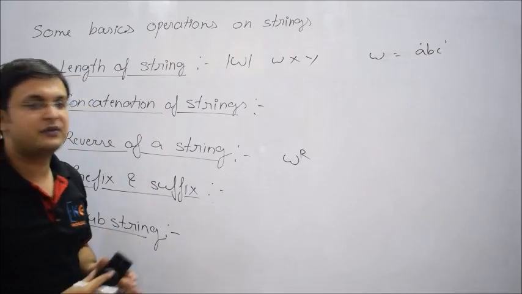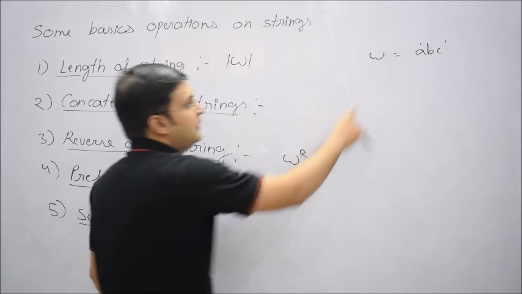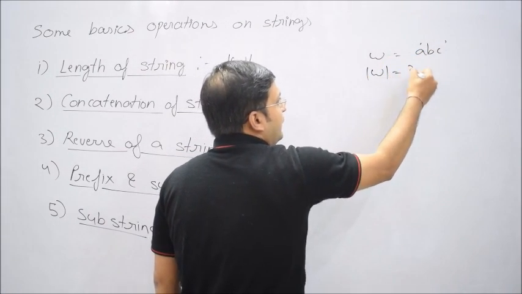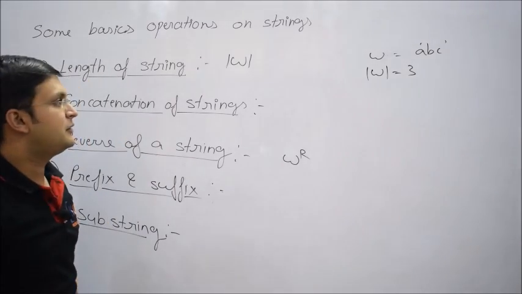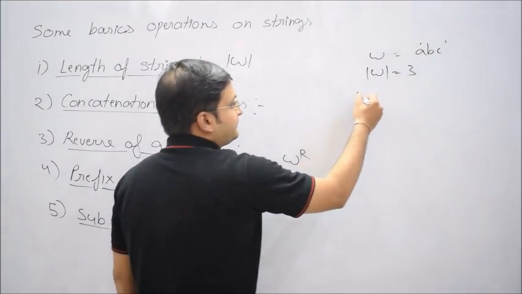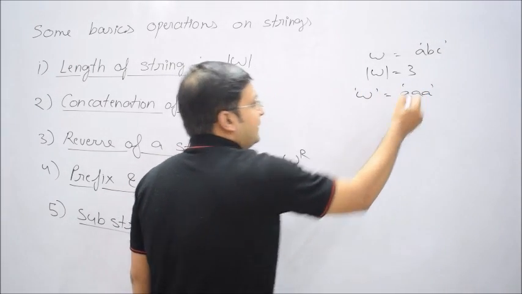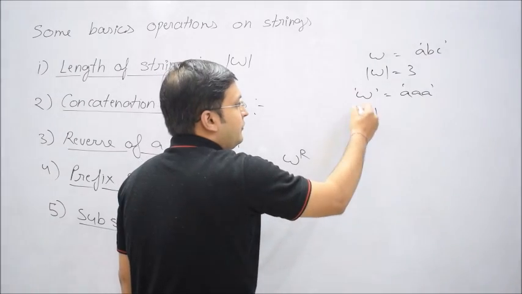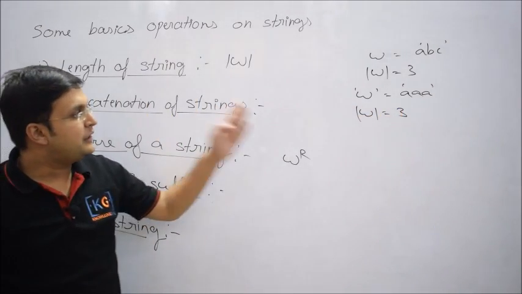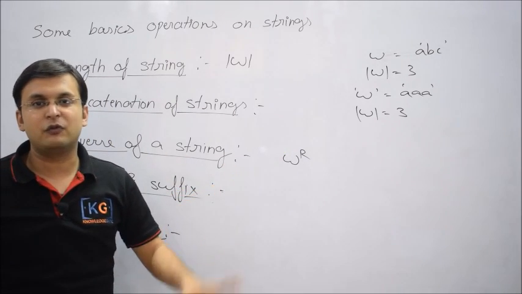And what is the length of a string? The length of a string is simply the number of symbols it has. For example, here if w is ABC, then mod w is going to be 3. Please understand, I'm just counting the number of symbols, and in a string, can you repeat a symbol? For example, triple A, yes or no? In that case, what will be the length of the string? Again the answer will be 3. So it doesn't matter how many unique symbols are used, just the total number of symbols in the string is simply the length of the string.